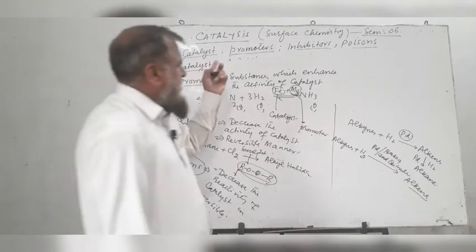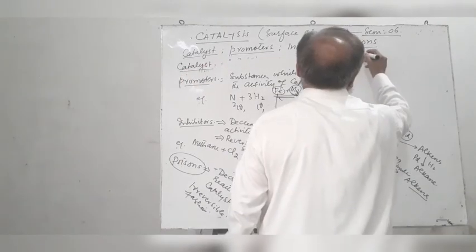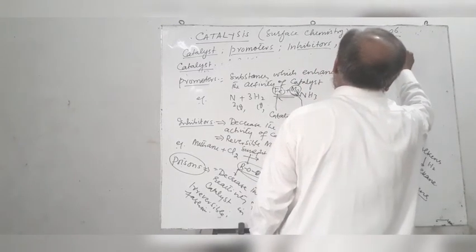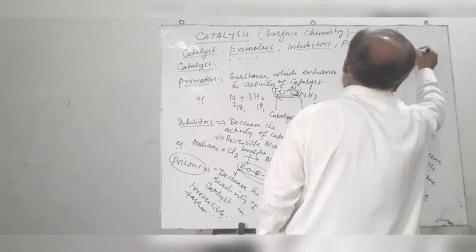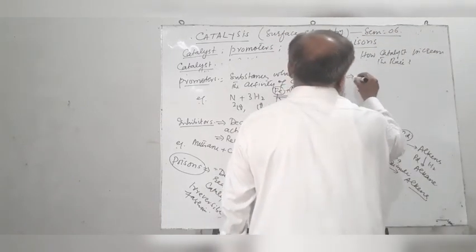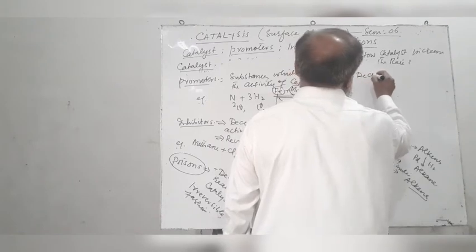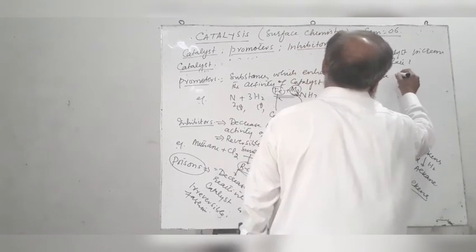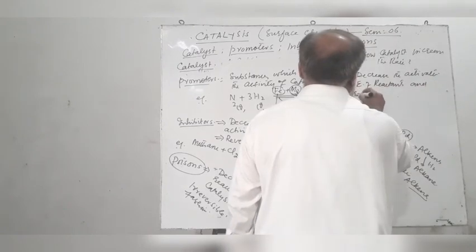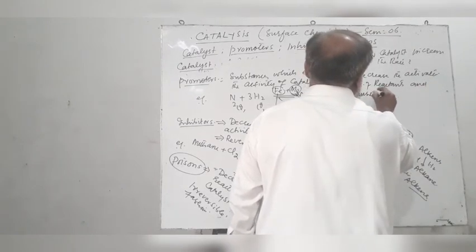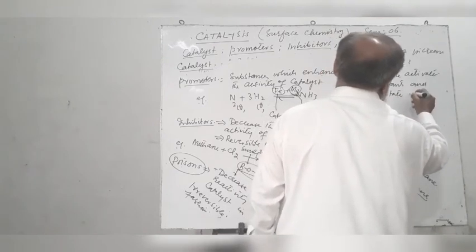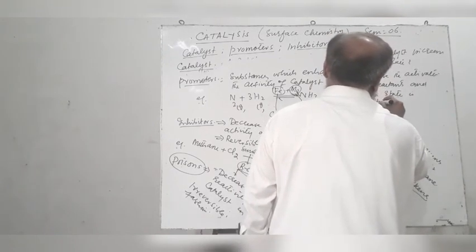Now the question is, how do catalysts increase the reactivity of substances? How do catalysts increase the rate of reaction? The answer is that these catalysts decrease the activation energy of the reactants, and the transition state or transition intermediate is obtained sooner.